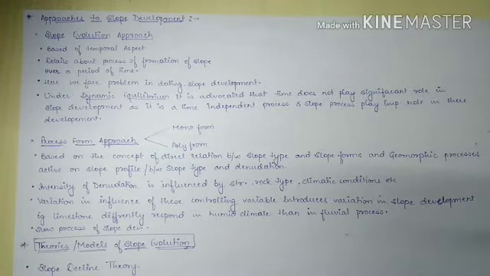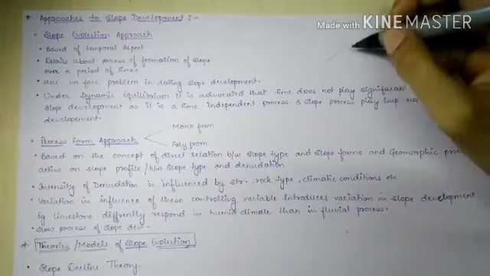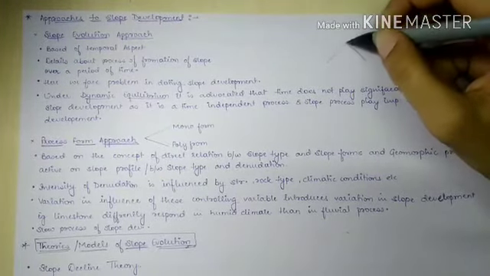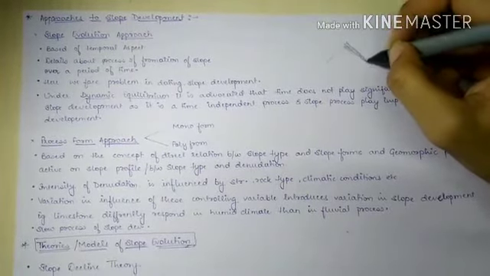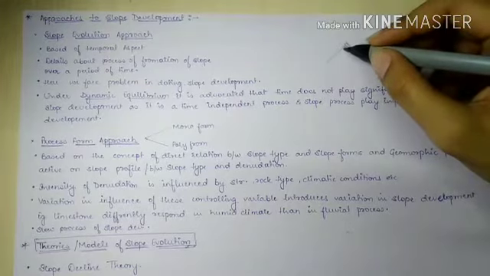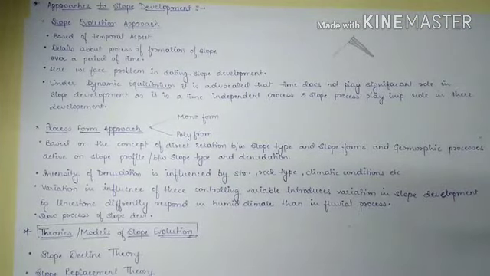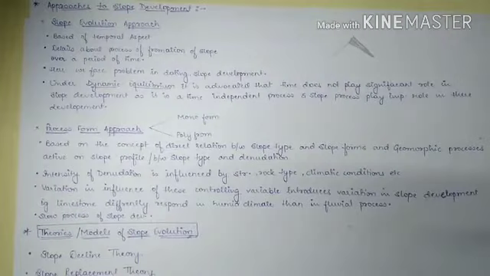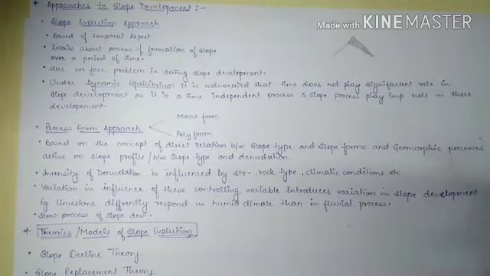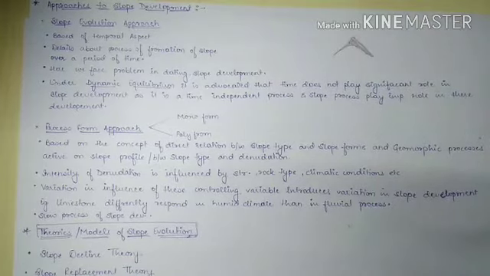and because we are dating the slope, we don't know how much time it may have taken for the formation of slope. See, sometimes these exogenetic factors may be very intensive, so the slope may have denuded very fast, and at some other time the exogenetic factors may be very slow, because of which the slope may not have denuded so fast. So this is a very major problem which we face in dating the slope development. But under dynamic equilibrium, it is advocated that time does not play a significant role in slope development. Why? Because it is a time independent process, and slope process plays the important role in their development.